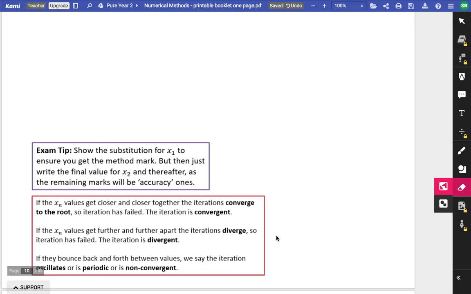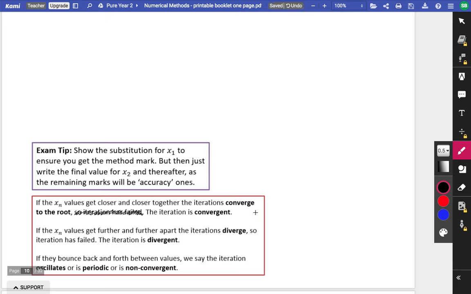A couple of things in the side notes that we're going to start talking about. We also come across these a bit more in series as well. It says if the xn values get closer and closer together, the iterations converge to the root. I don't know why that says the iteration has failed. That's not right. It should say the iteration has not failed. So let's get rid of that. It converges to the root and the iteration is convergent.